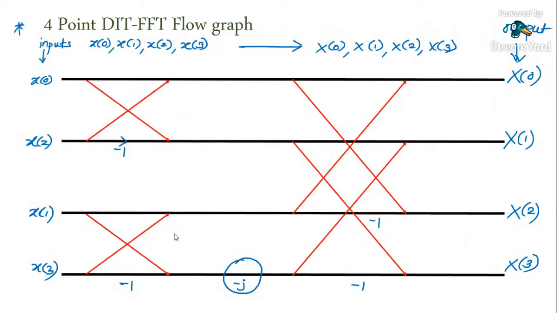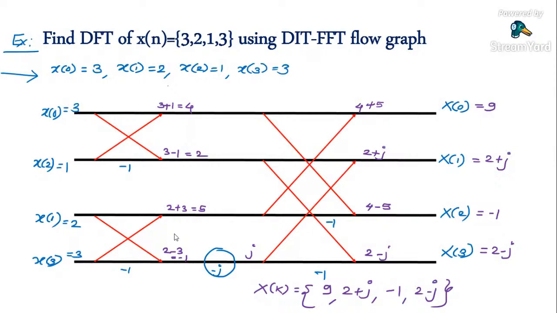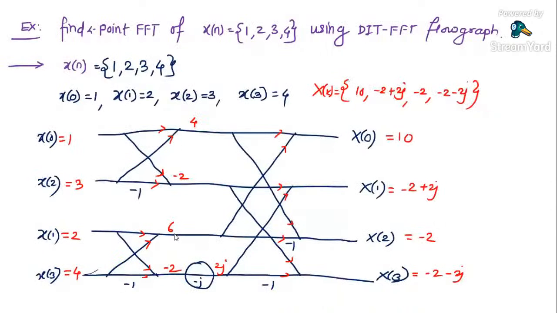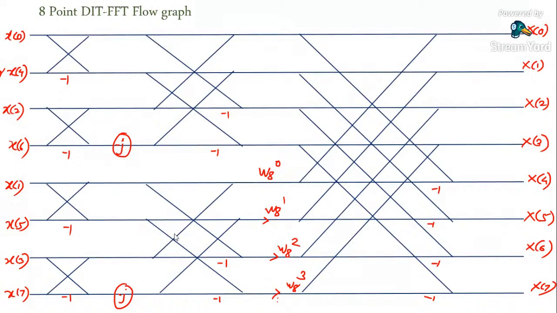Then the 4-point DIT FFT flow graph, you must remember it, where inputs are in out of order and outputs are in order. Then minus 1, minus 1, minus 1, minus 1 and multiply by j, minus j. Then we have calculated the DFT of x of n, 3 2 1 3, by using the DIT FFT flow graph. Then we have solved one more problem for 1, 2, 3, 4. Then using the DIT FFT flow graph we have solved it. Then this is the 8-point DIT FFT flow graph, where 8 inputs are taken.